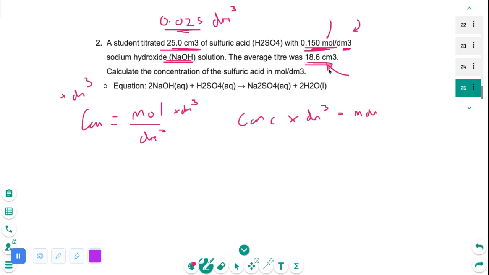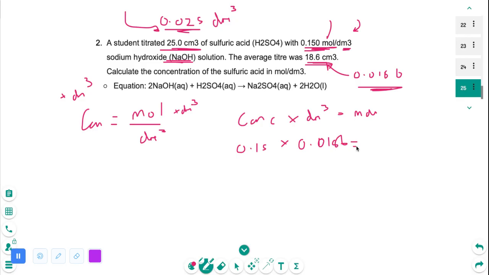Now, that is not dm cubed, 0.0186. Change it to dm cubed. I'm going to take my concentration, 0.15. I'm going to times it by my volume in dm cubed. It is this one, not that one. That's always 25. So you multiply the concentration of what you've got or what you've used against its volume. This is the only one you can do, 0.0186. That will give you the total number of moles.